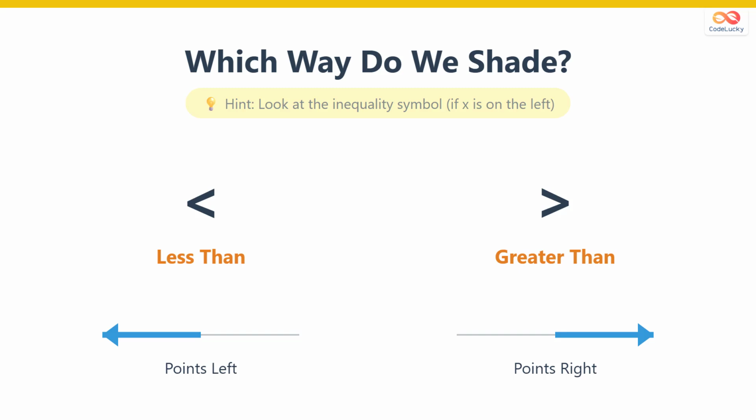Now, which way do we draw the arrow? If the variable is on the left side, the inequality symbol actually points the way. Less than points to the left, towards the negative numbers. Greater than points to the right, towards the positive numbers.